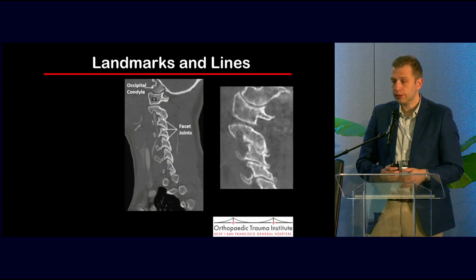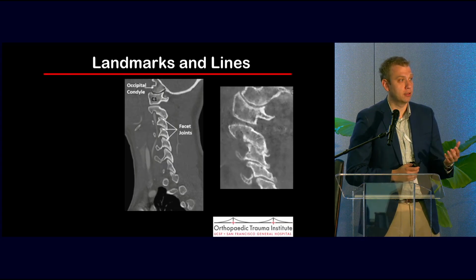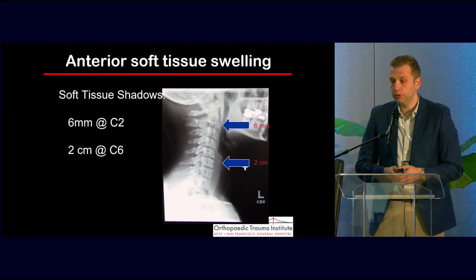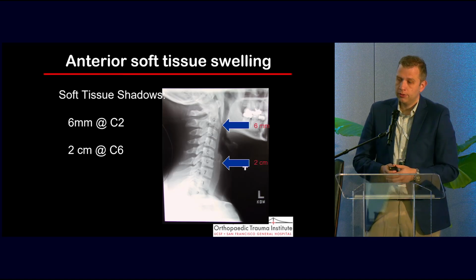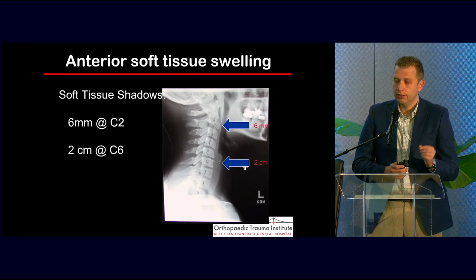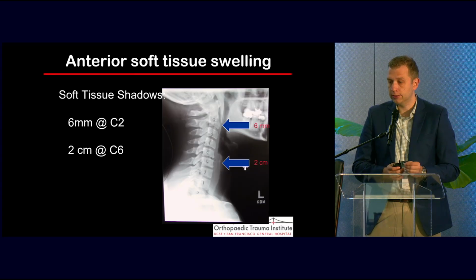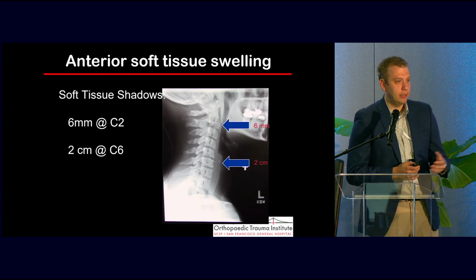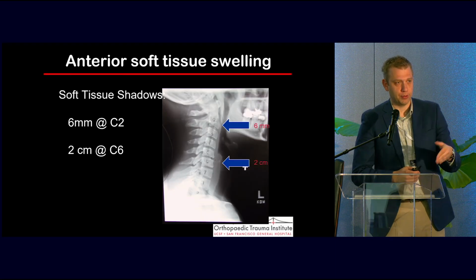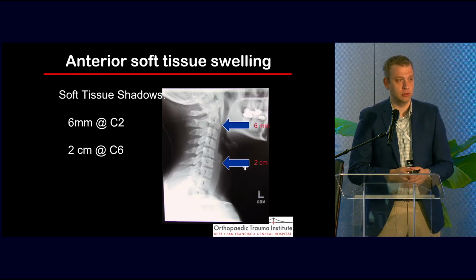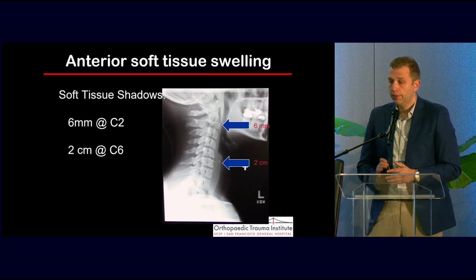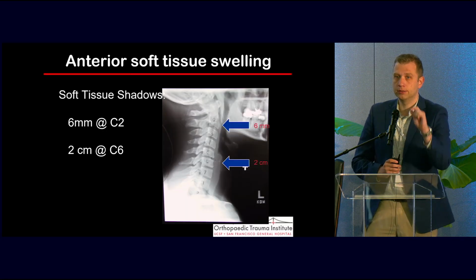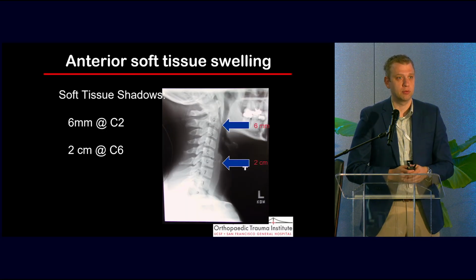And you want to take great care to check the OC joint and the C1-C2 joint. You want to evaluate soft tissue shadows, and so the rule of thumb is you want to have 6 millimeters of soft tissue shadow at C2 and 2 centimeters at C6. I can't count the number of injuries that I have further pursued and investigated and found just due to abnormal soft tissue swelling. As a little caveat, if the patient is intubated, this becomes a bit less reliable because the intubation itself could cause prevertebral swelling as well.